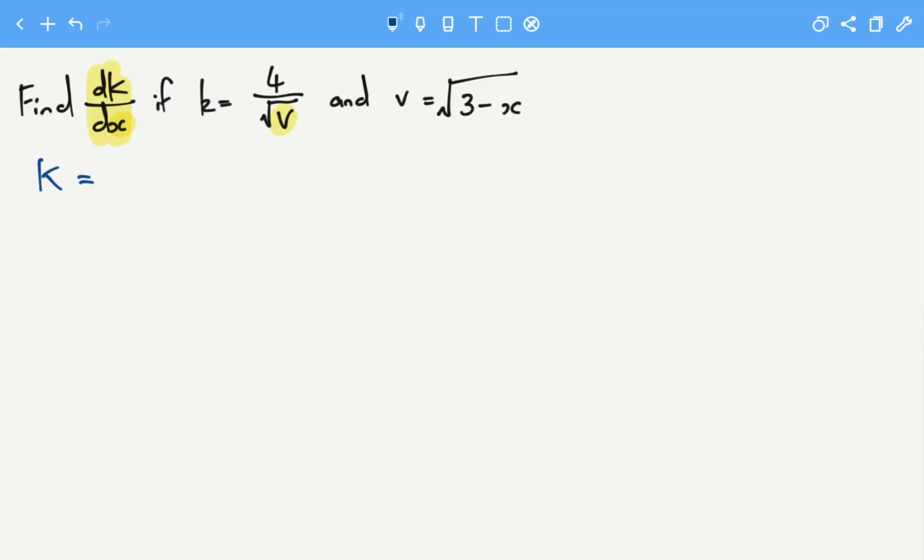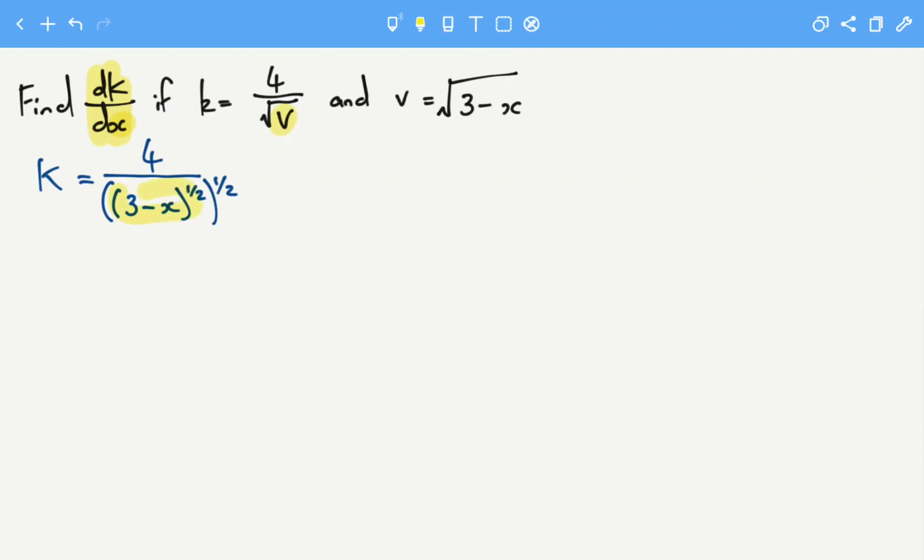Now, how do we do that? Well, we know what v is. V is this. So we'll substitute that in. So v is 3 minus x to the power of 1 over 2, or the square root. And v is square rooted as well.